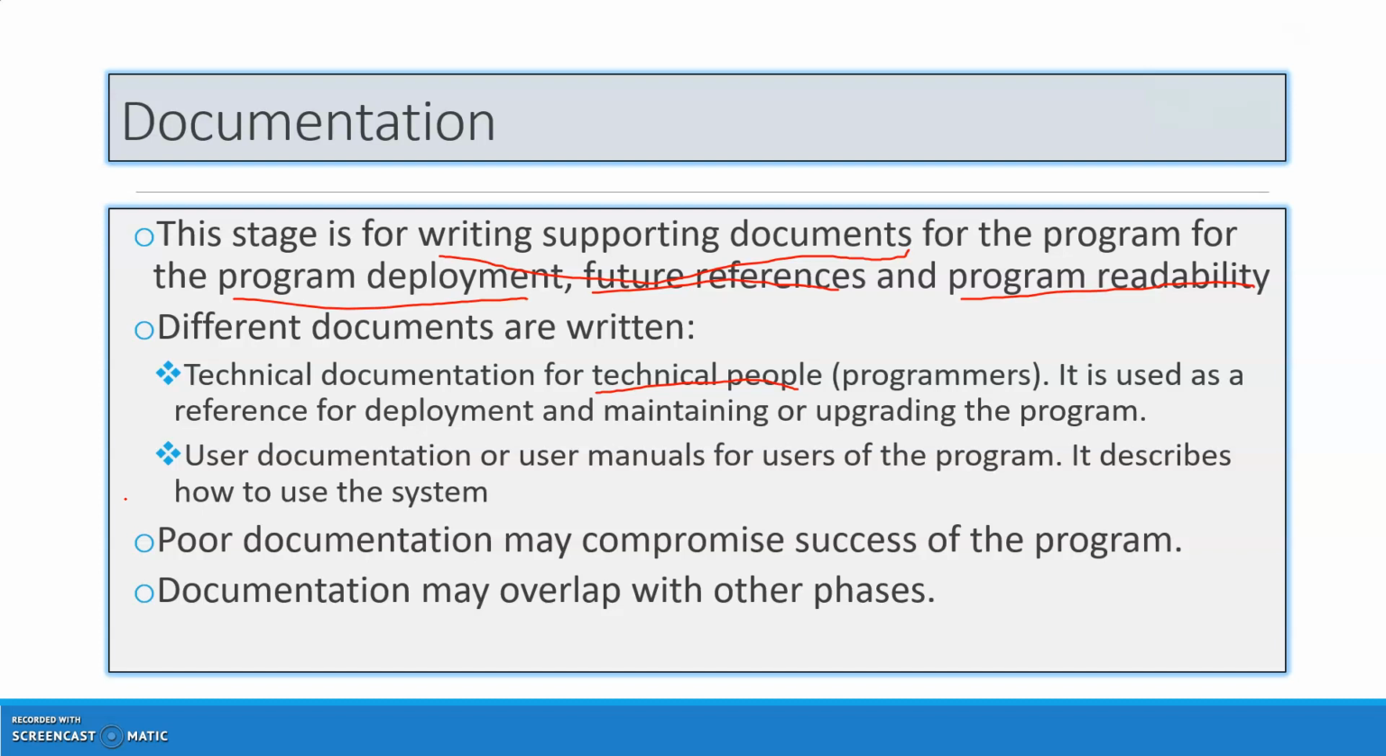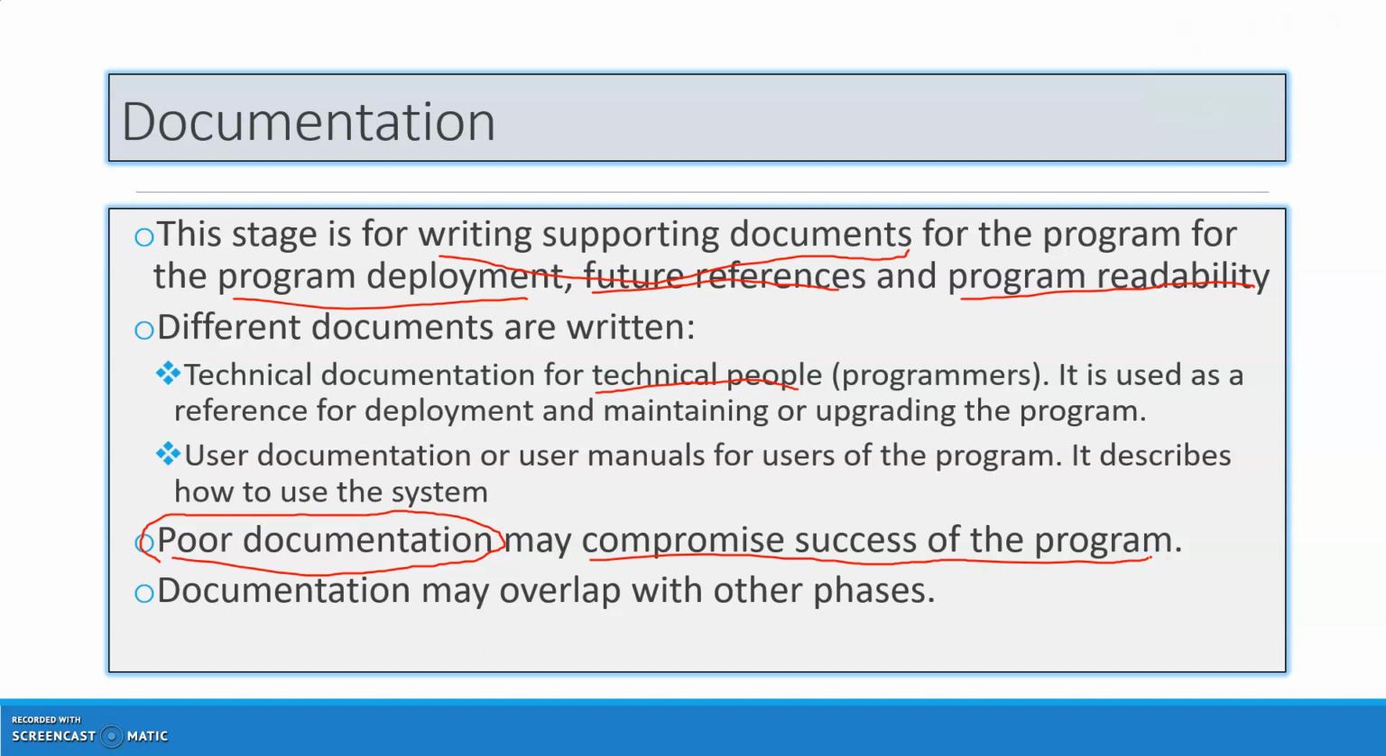So another type of documentation or documents written is what we call user documentation or user manuals, which describes the operating procedures for the program. So this is to tell the user how to use the system. So we need to take note that if we compromise this and come up with a poor documentation, it means we are also compromising the success of the program.